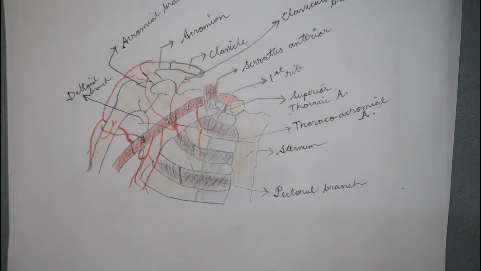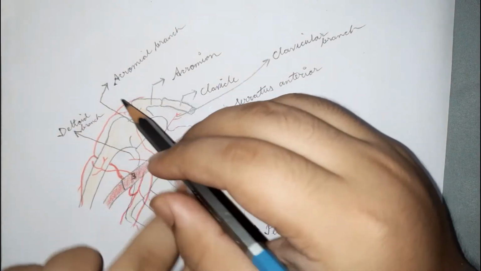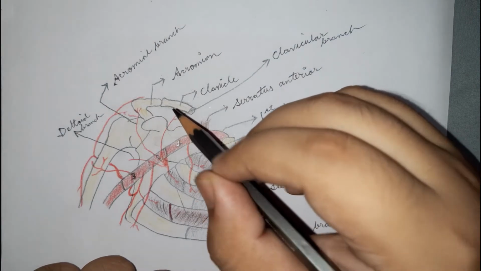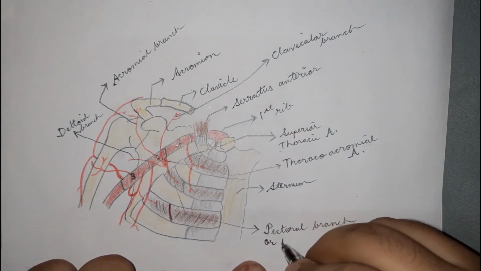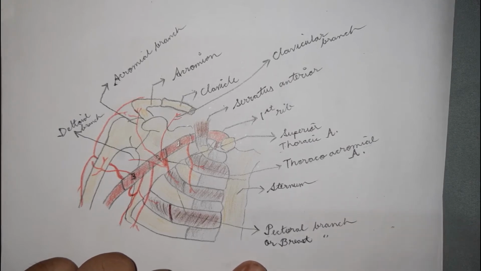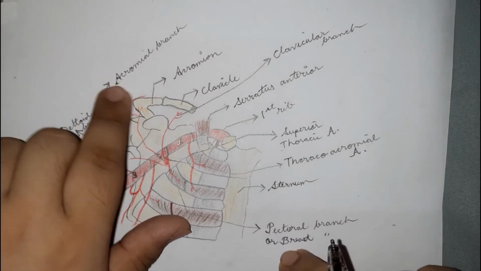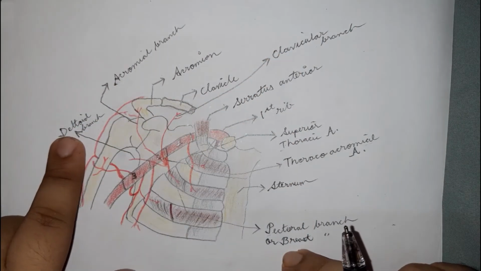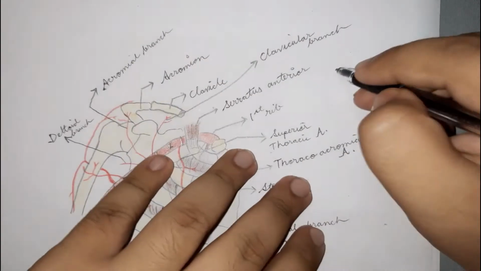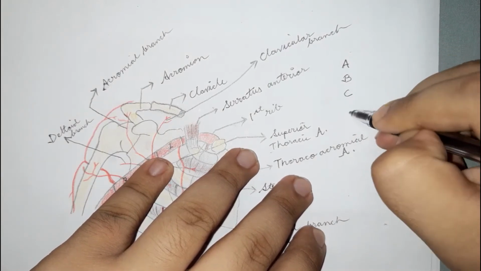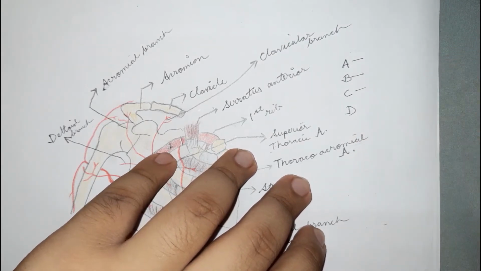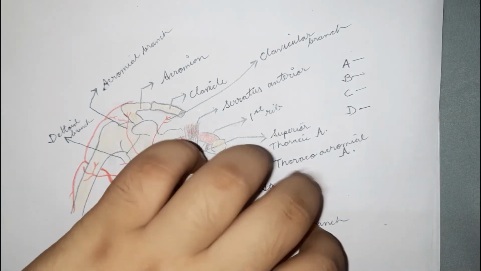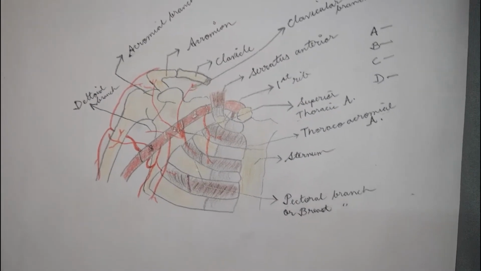Now, why did I say in the beginning that it is pretty easy to remember these four branches? If you take the first letters of all these four branches: A for acromial, B for breast branch or pectoral branch, C for clavicular, D for deltoid. So such a good mnemonic you have over here. A, B, C, D: acromial, breast branch or pectoral branch, clavicular branch, deltoid branch. So how simple it is, right? That's why it's easier to remember in this way.